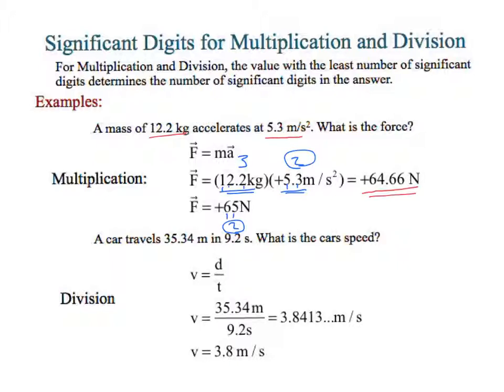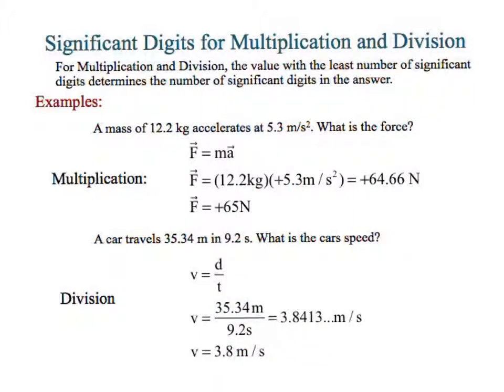1, 2. The same rules apply for division. We take a look at the values that are being divided. In this case, this has 4 sig digs. This has 2 sig digs. We get our unrounded value, and then we need to round so that our answer has 2 sig digs, so it's rounded to 3.8 meters per second.